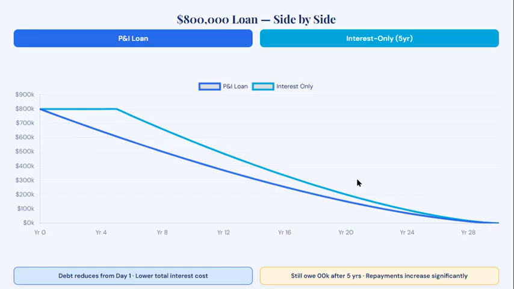With a principal and interest loan, you start reducing the debt immediately. Your repayments are higher, but your loan balance steadily falls over time. With an interest-only loan, your initial repayments are lower. However, the debt doesn't reduce. 5 years later, you still owe the full $800,000. The trade-off is simple: lower repayments today, but potentially higher costs and higher repayments later.